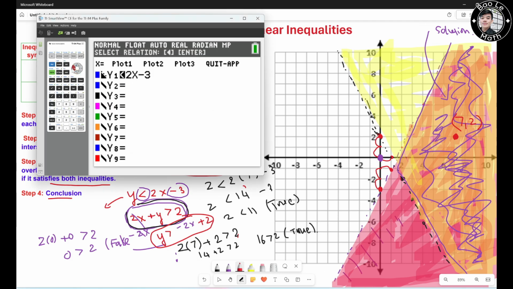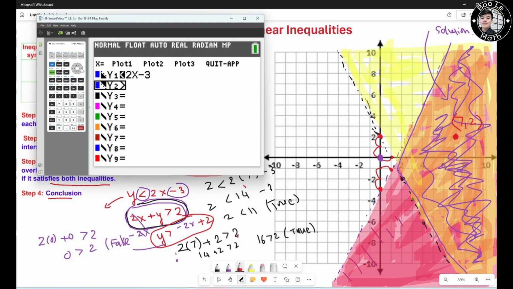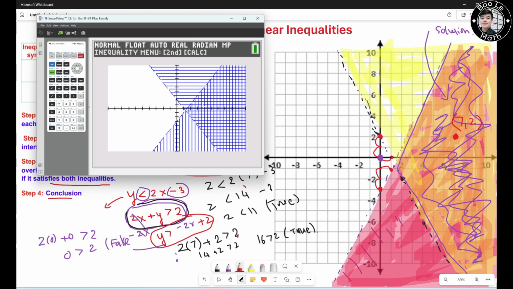Alright, so I need to change this one into inequality, right? So I hit enter, change this one to greater than, and then go to OK, hit enter. Now we just input negative 2x plus 2, right? And then we hit graph, and we see that, look, the overlapping is this one right here. You see that? It's exactly the same thing right here.